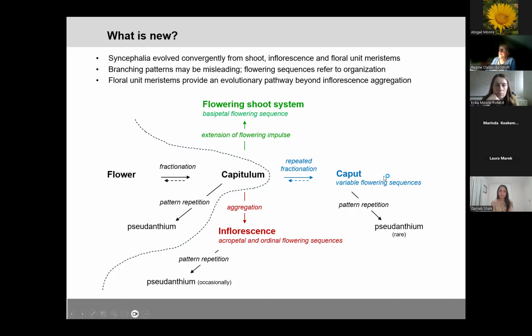And we have also seen that the floral unit meristems provide an evolutionary pathway beyond inflorescence aggregation. Increasing steps of fractionation lead to more complex units, but also the other way is possible, that fractionation steps fail and the complexity is reduced. So this is a very flexible evolutionary mode to form complex units.